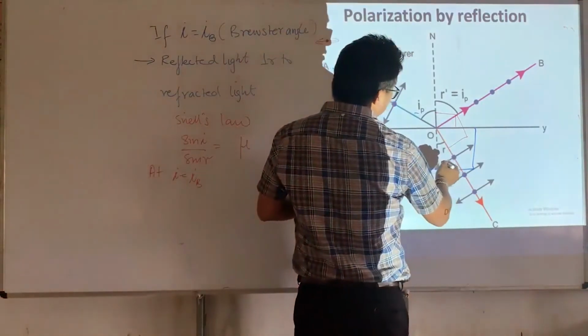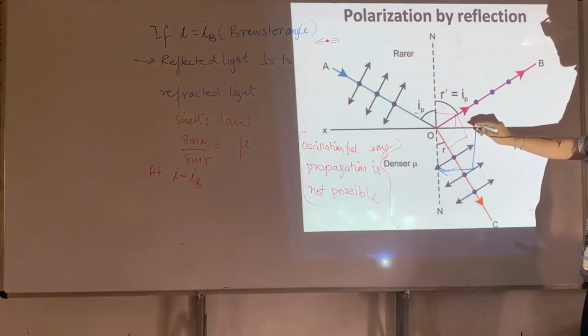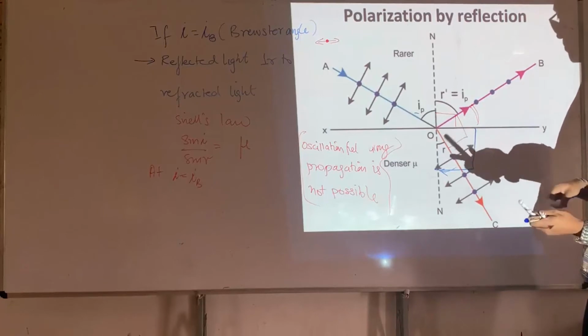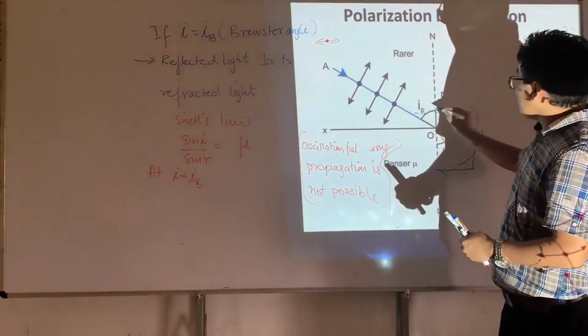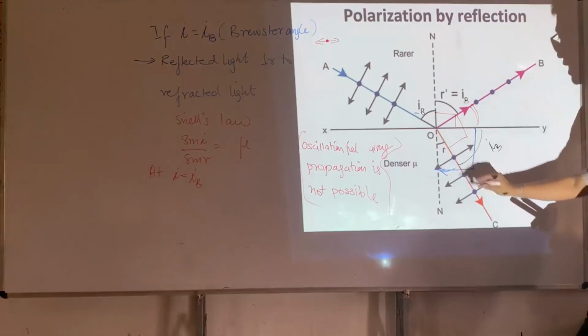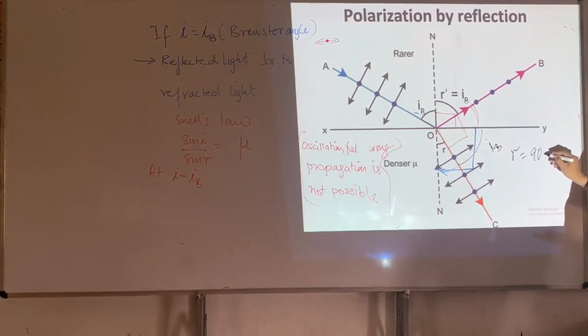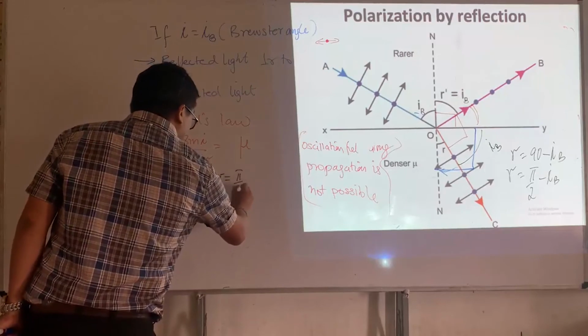Now look at here, this IB. This is 90 degrees, so this angle is a common angle, therefore this angle is going to become IB. Angle of incidence is equal to angle of reflection. This becomes IB. So what is r? This is 90 degrees. Therefore, angle r is equal to 90 minus IB. So angle r is equal to pi by 2 minus IB.